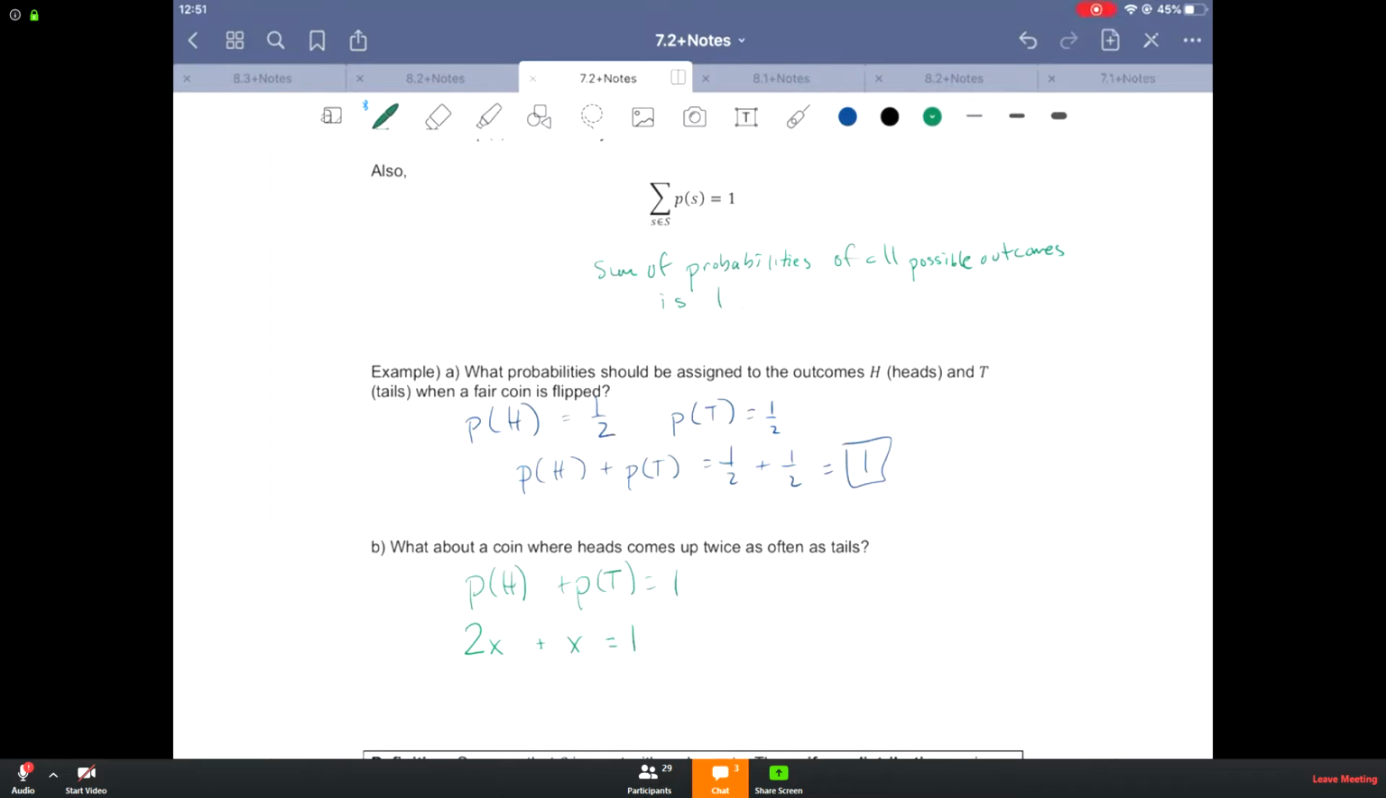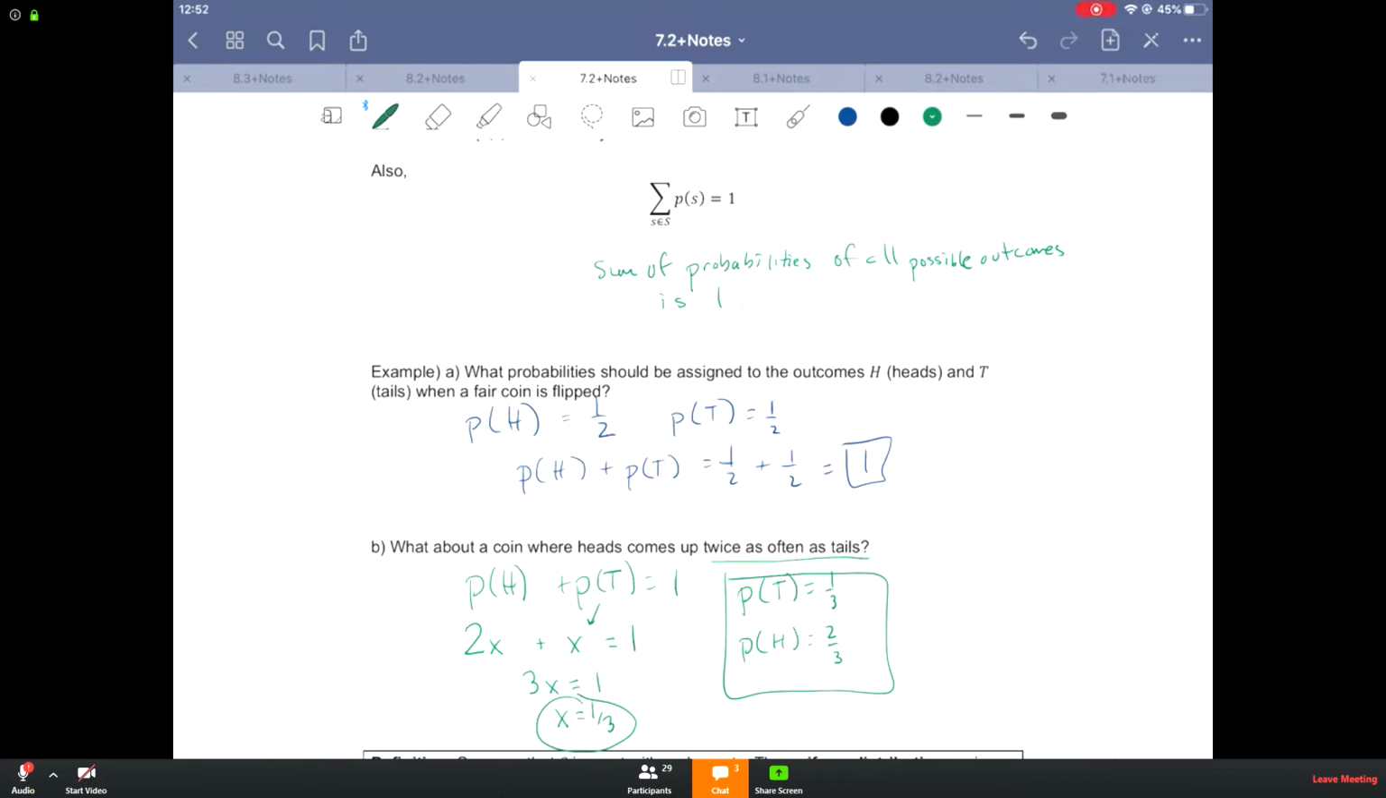Yeah, that's right, Willie. This is 3x equals 1, so x is 1/3. X, remember, we labeled as the probability of tails. So the probability of tails is 1/3. Probability of heads is 2/3. Twice as often as tails. And it adds up to 1. There's no other way for you to do that, where you only have heads and tails and it's twice as often.